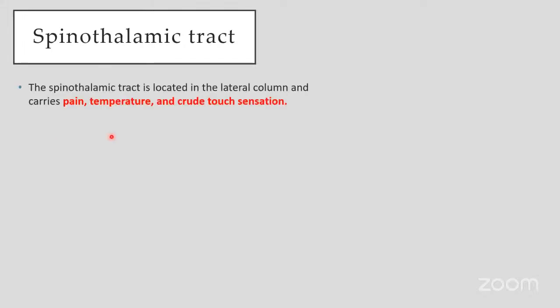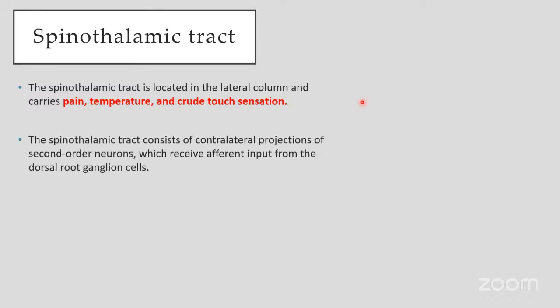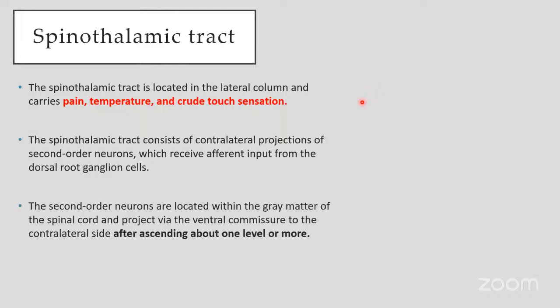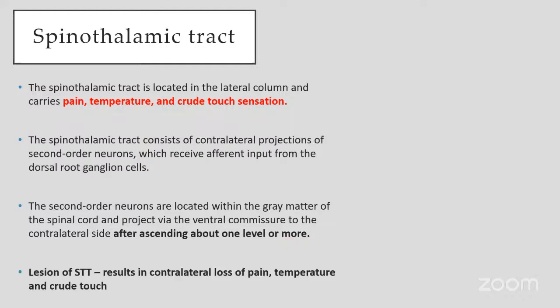Moving on to the spinothalamic tract. This carries pain, temperature, and crude touch sensation. The spinothalamic tract consists of contralateral projections of second-order neurons, which receive afferent input from dorsal root ganglia. They project via the ventral commissure to the contralateral side, after ascending about one level or more. The lesions of the spinothalamic tract result in contralateral loss of pain, temperature, and crude touch.